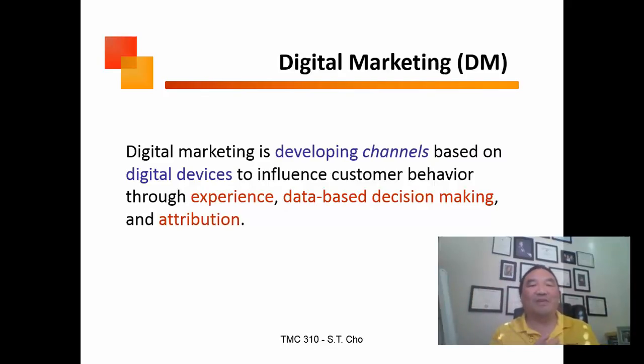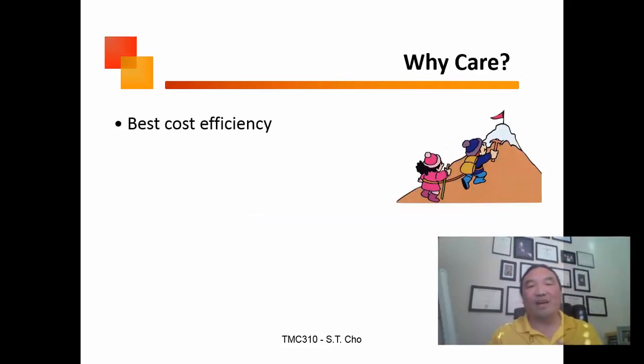So what is digital marketing? Well, digital marketing is about developing channels. And what we want to do is we want to influence behavior. And the way we influence behavior is by the experience they have with our digital channel. And from that, we get data, so we can make better decisions, and we can figure out the attributes of what drives all kinds of behavior.